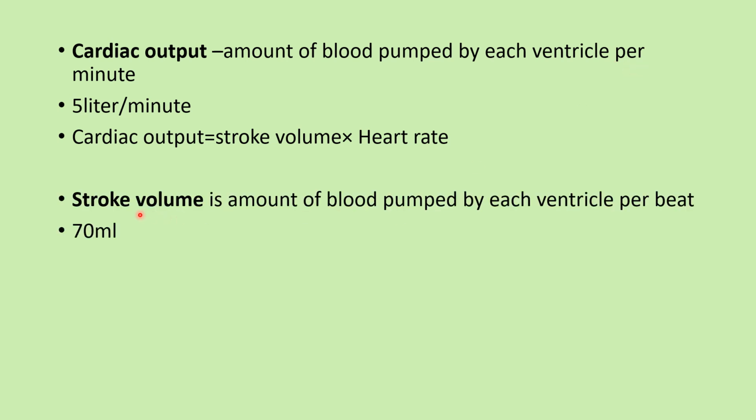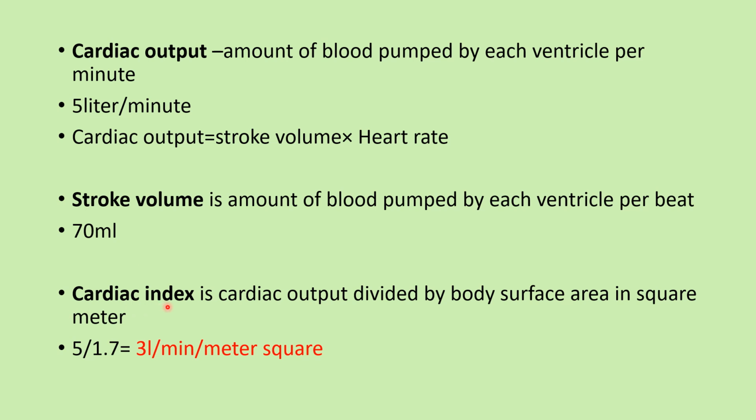Stroke volume is the amount of blood pumped by each ventricle per heartbeat. So the amount of blood pumped by each ventricle per heartbeat is 70 ml. Normal stroke volume is 70 ml.